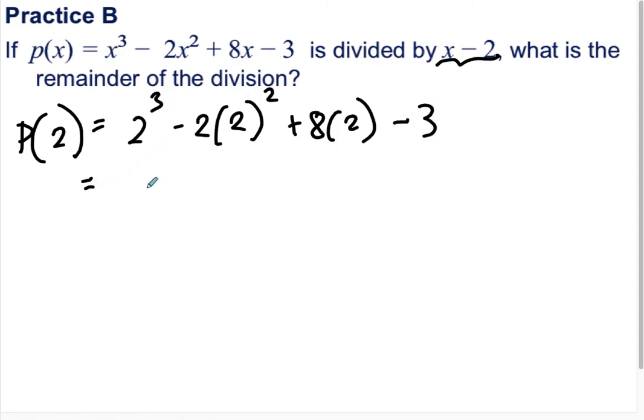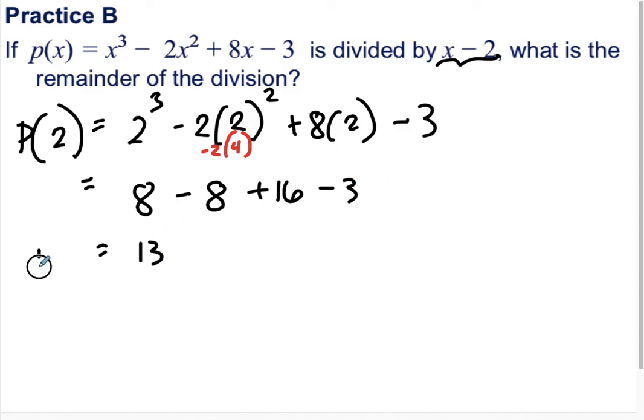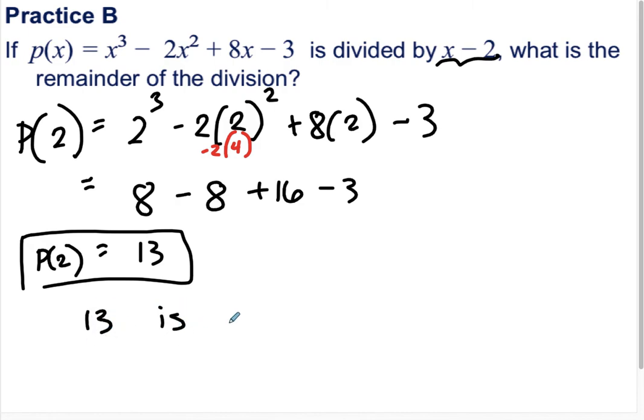All right, let's evaluate. So 2 to the third power is 8. 2 to the second power is 4, and 4 times negative 2 is negative 8. So I put 4 here times negative 2, and that's how I got the negative 8. Okay, now 8 times 2 is 16, and then minus 3. Let's add it all up. 8 minus 8 is 0. 16 minus 3 is 13. So p of 2 is equal to 13. That means 13 is the remainder, without you doing any division whatsoever.